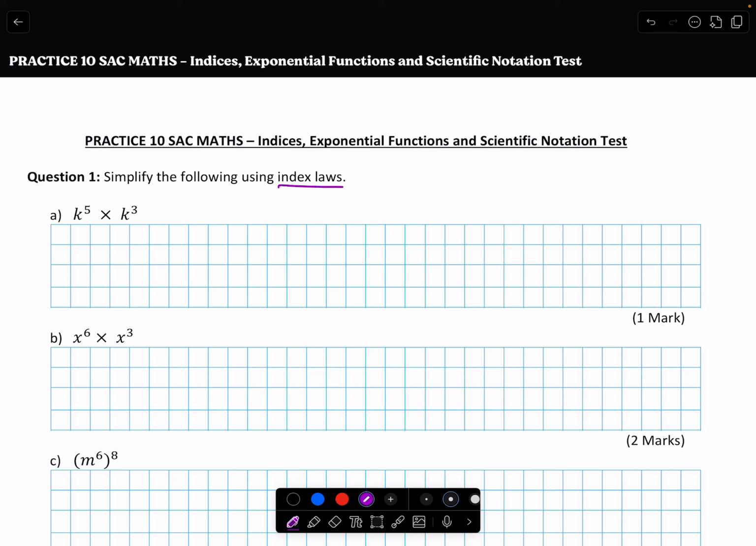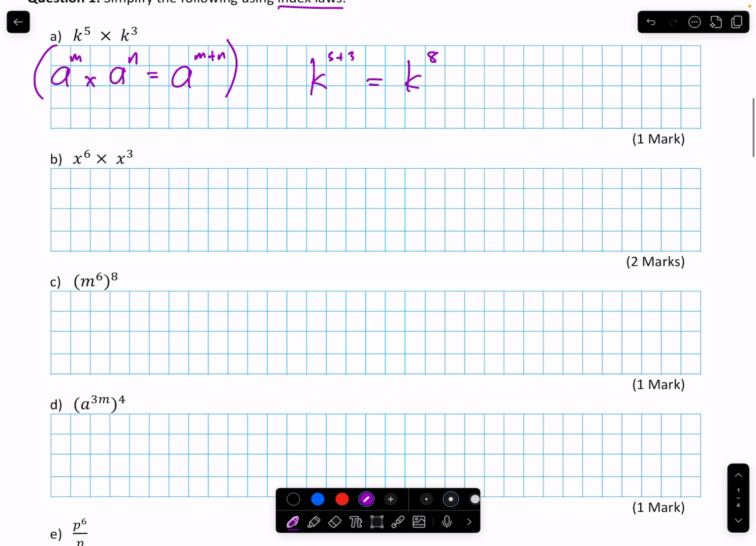Simplify the following using index laws. So you're given the law: if you've got the same base number with different powers, but they're being timesed together, you add the powers. So it's going to be a to the m plus n. This is just a reminder of the law. You're going to use this. The base number is k, to the power of 5 plus 3, so it's going to be k to the 8.